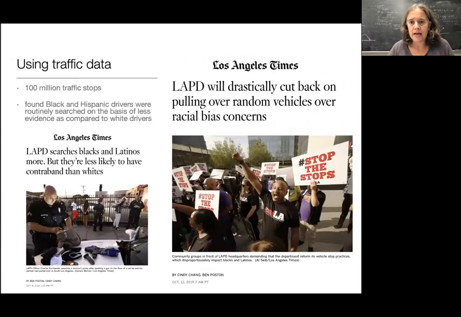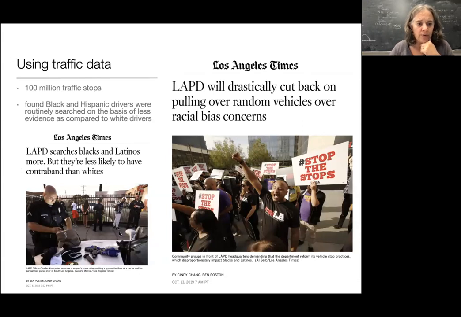And something similar happened in LA. There's a larger database across, I'm not sure how many states. It's not every state, but it's something like 37 states. So they have traffic information, both at the highway patrol level and also lots of individual city level traffic stops. And through these 100 million traffic stops, they found, as expected, that Black and Hispanic drivers were routinely searched on the basis of less evidence as compared to white drivers. They found a bunch of different things, but in all the directions that you would expect.